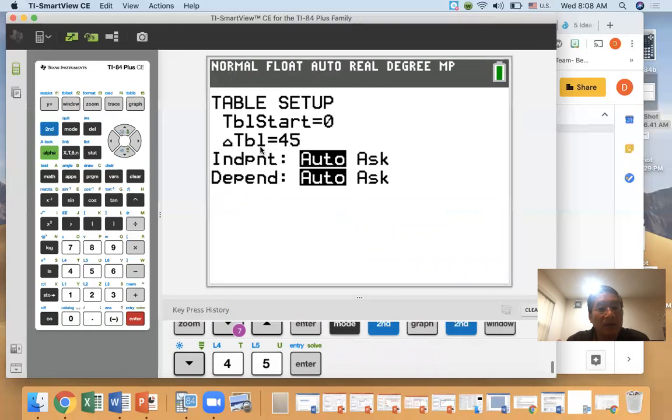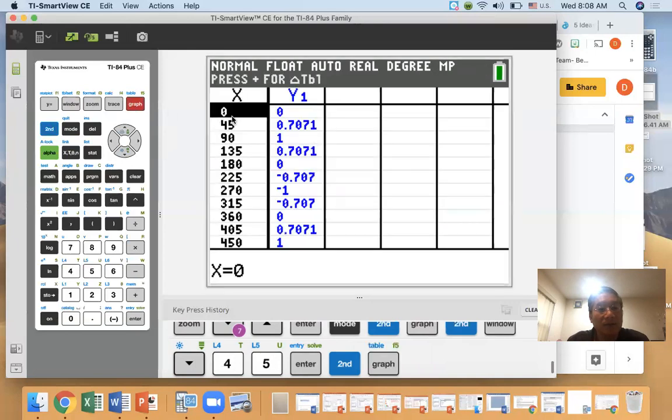How much increase by 45 degrees. So now let's go to the table. You will see. You get it? Now look at the graph.